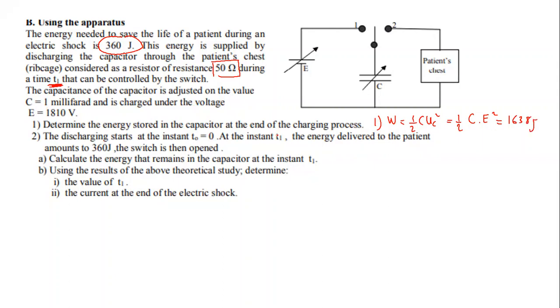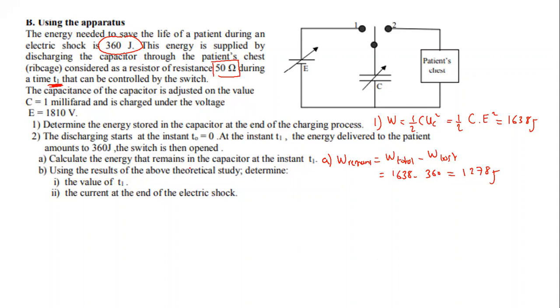The discharging starts at t equals 0. At the instant T1, the energy delivered to the patient amounts to 360 joules and the switch is then opened. Calculate the energy that remained in the capacitor at the instant T1. The remaining energy is equal to W total minus W delivered, which is 1638 minus 360 joules. So the answer is 1278 joules.